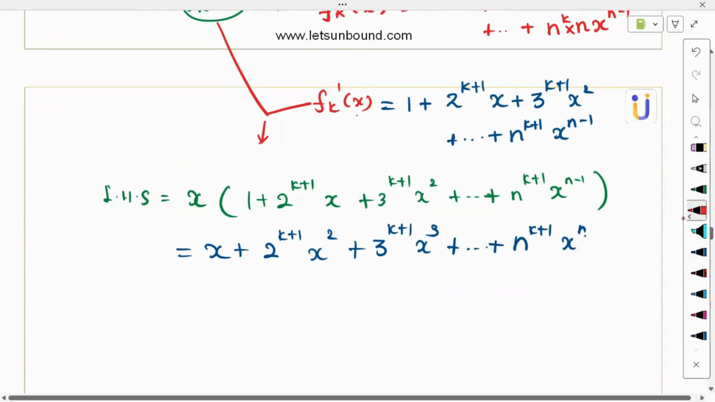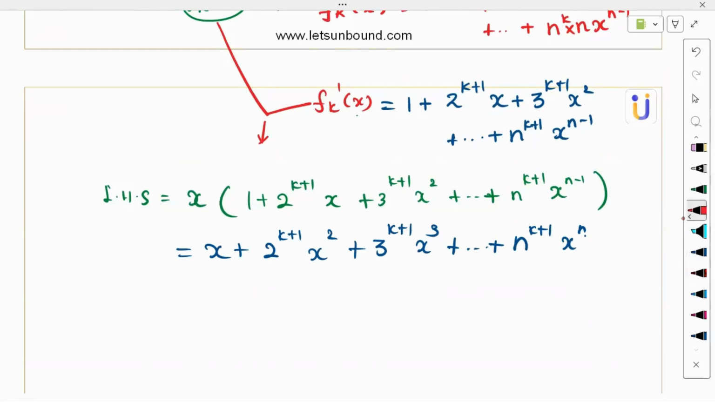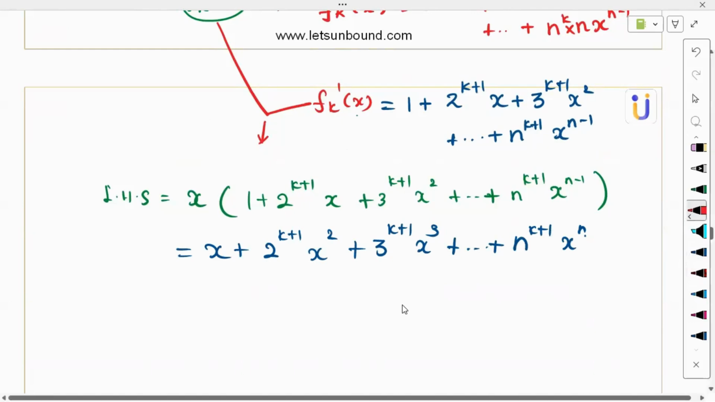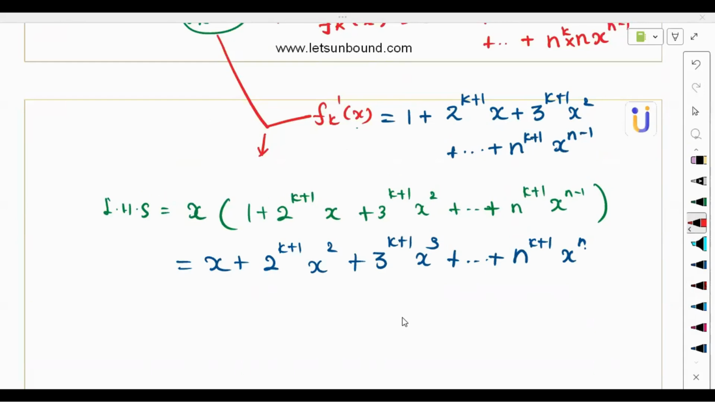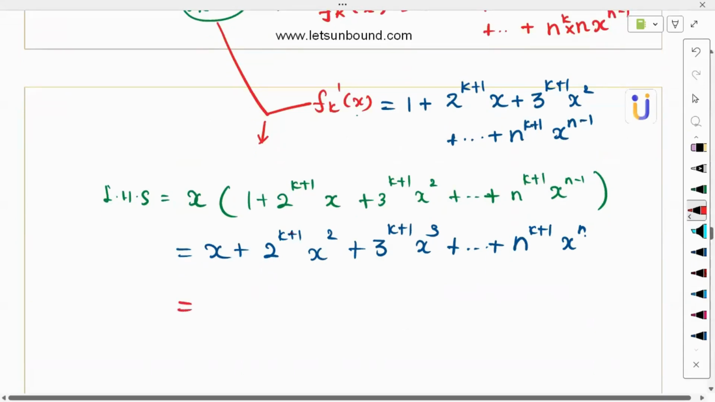Can you see? The coefficients base and the variables exponent, they are getting matched. So this is what we have proved earlier, and it is holding for k plus 1 also. So how can I write this? This can be written as 1 power k plus 1. So sigma i is equal to 1 to n, 1, 2, 3, and so on n. The bases are changing, so that can be kept as i power k plus 1 into x, and the powers are changing, x power i.